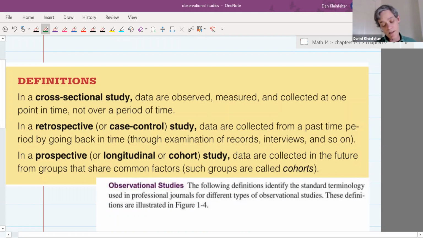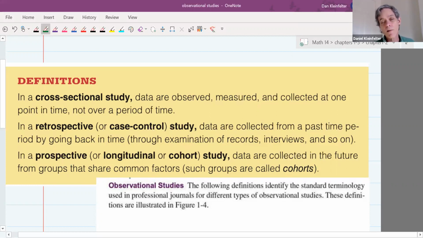In retrospective studies or case control studies, data are collected from past time periods, going back in time by examining records, interviews, and so on. So basically looking backward, that would be retrospective studies. Prospective studies, data are collected in the future from groups that share common factors.